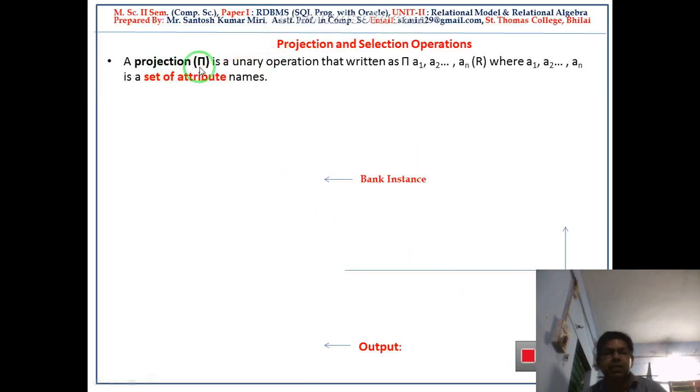A projection is denoted by pi. It is a unary operation that is written as pi a1, a2, and so on to an, R. Here R is a relation.